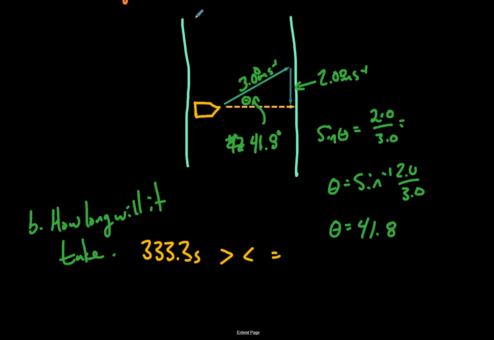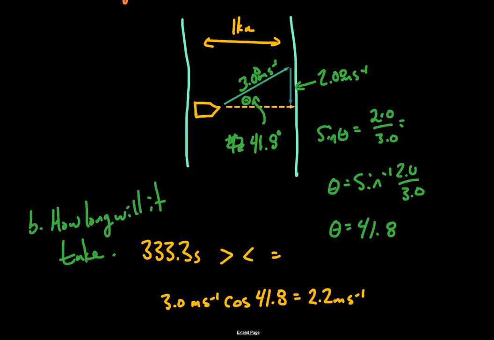And the reason why is because now in my x direction here, I'm now traveling more slowly, right? So how fast am I going? Well, I'm going 3.0 meters per second times the cosine of theta, right? Because this is the hypotenuse and this is the adjacent angle, and this is the actual direction I'm really traveling. I need to figure out how long it'll take based on the cosine of this value. So 3 cos 41.8 equals, I get something like about 2.2 meters per second in the cross direction there.